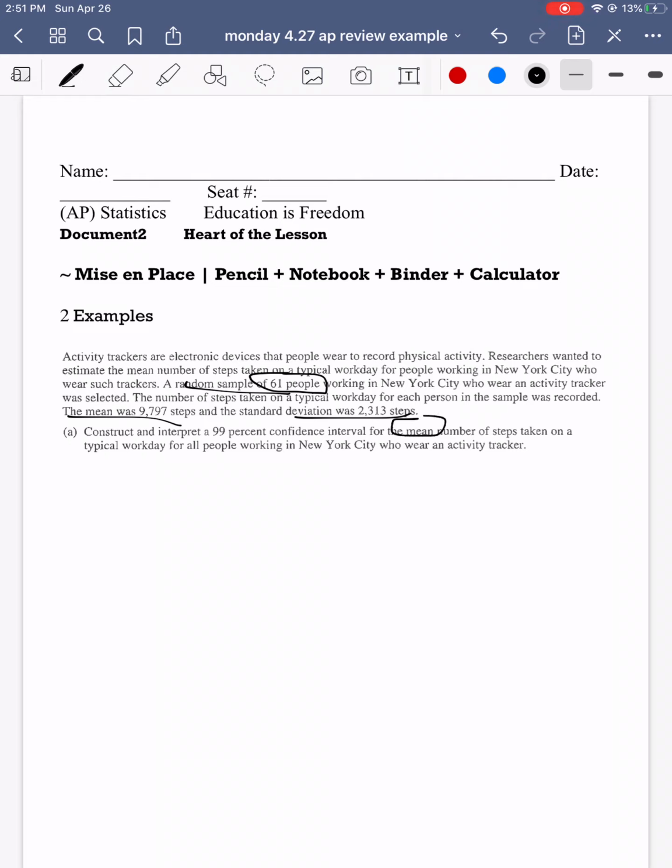Okay, so we're trying to construct a 99% confidence interval, so we know that this value is going to be important, and it also asks us to not only construct but also interpret that interval. So we need to make sure that we are doing both parts of the question. So to start, we need to figure out what formula exactly we are using for this confidence interval.